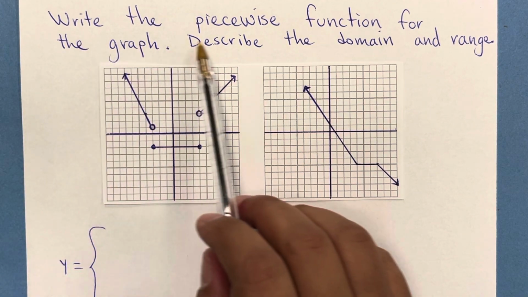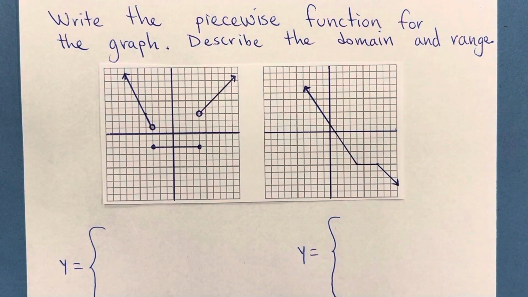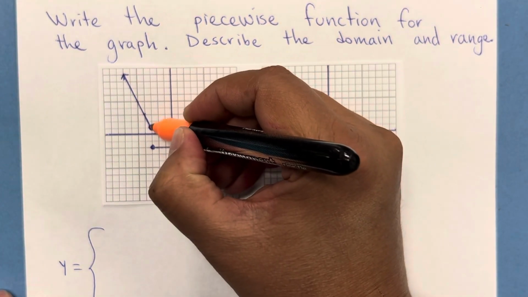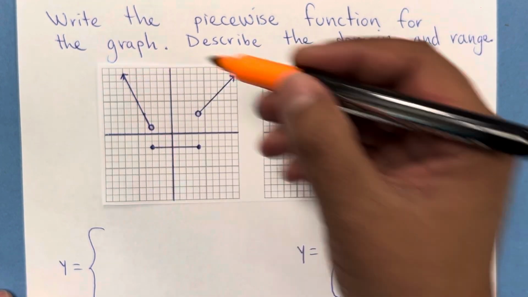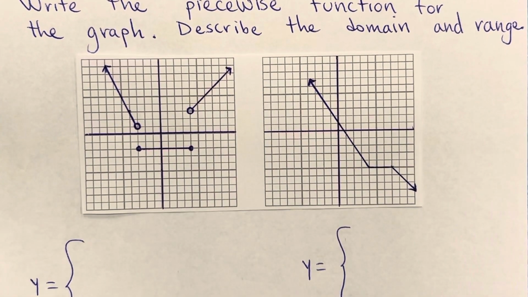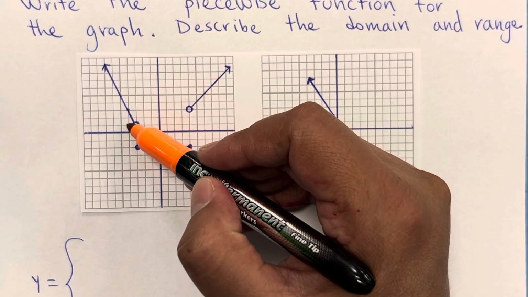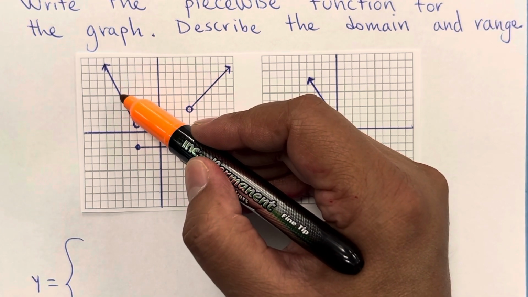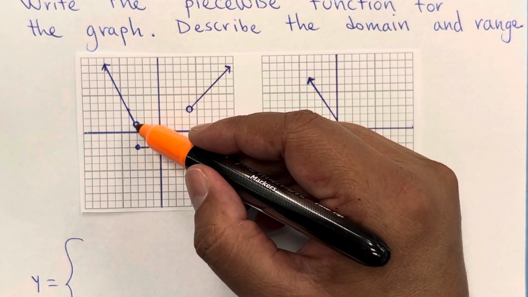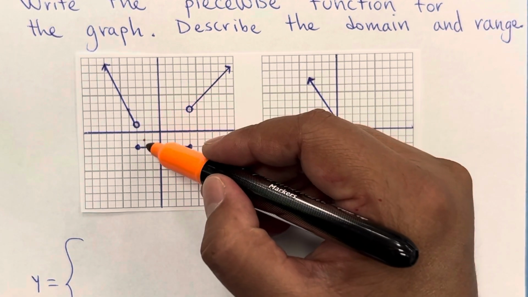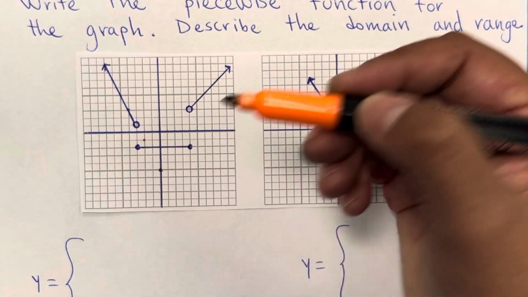Here it says, write the piecewise function for the graph. Describe the domain and range. For the first one, we have an open circle, and then a line that continues infinitely in that direction. If you think about it, we can look at how many points it's going down and to the right. It looks like it goes down 2 spaces and 1 to the right, so it's around there.